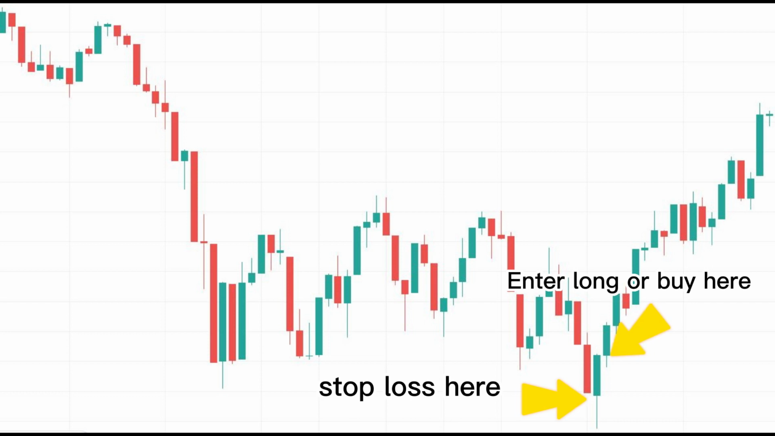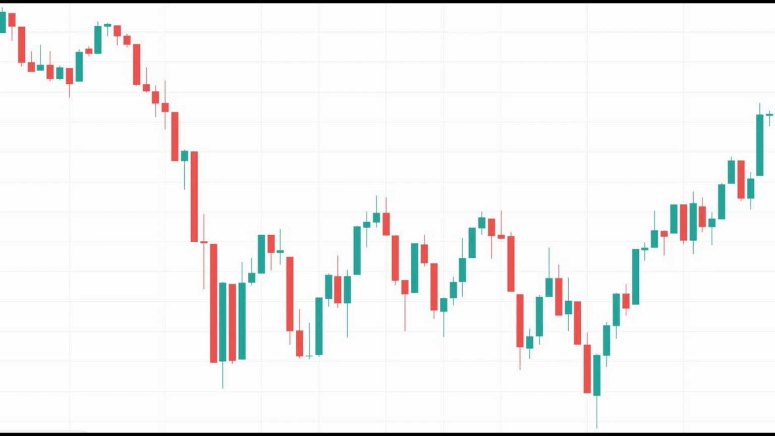In sum, a bullish piercing pattern is a two-candlestick pattern that can help traders identify potential buying opportunities in a downtrend. By recognizing this pattern, traders can make informed decisions on when to enter and exit positions in the market.